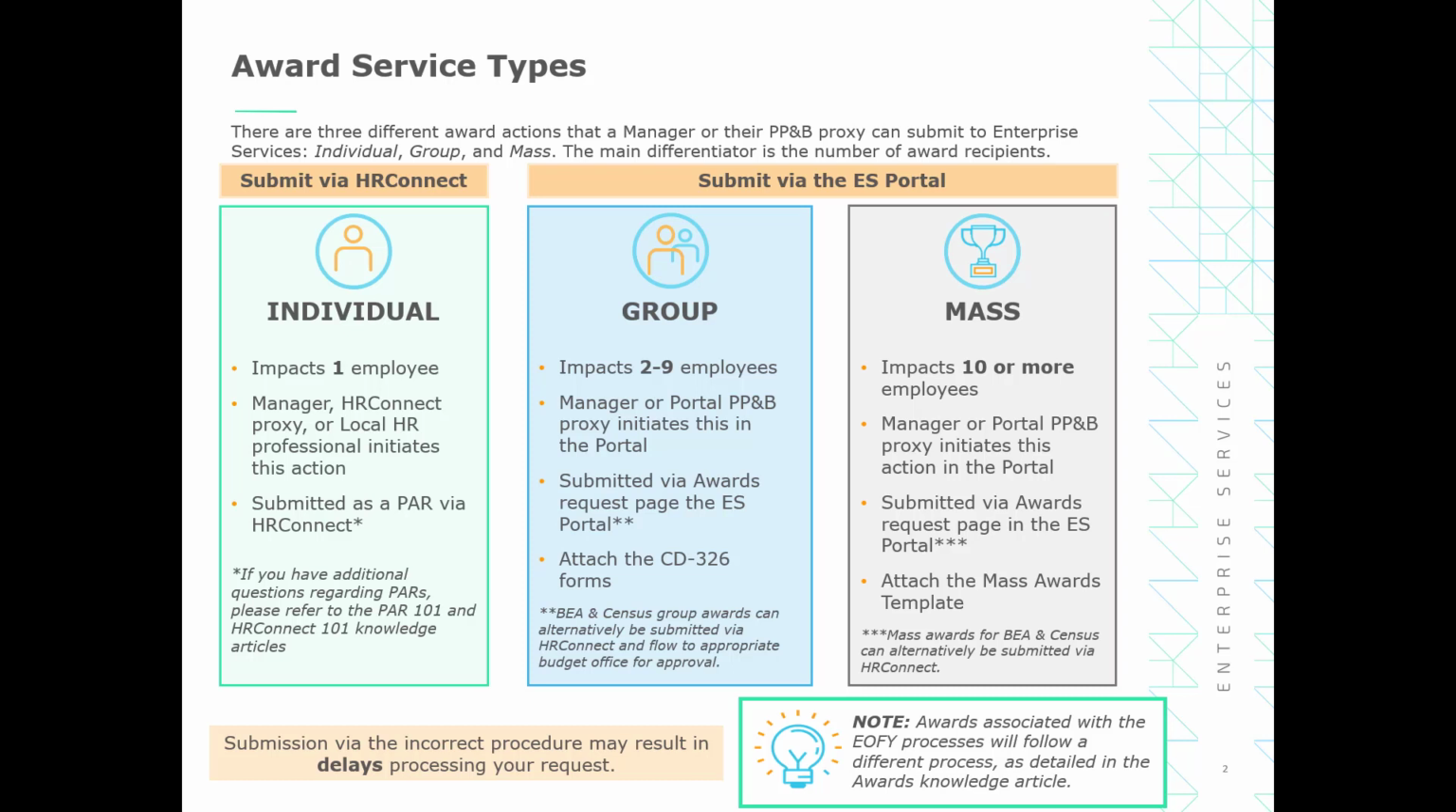Awards which impact 2 to 9 employees fall under our Group Awards category. For these, a manager or HR professional submits the request via the portal. If you're in Census or BEA, you will have the option to submit group awards in HRConnect or via the ES portal. Finally, mass awards encompass bonuses or awards impacting 10 or more employees. You'll submit these types of awards to enterprise services via the portal.